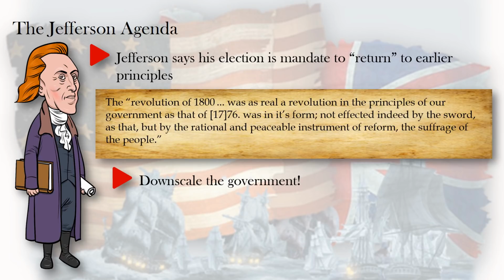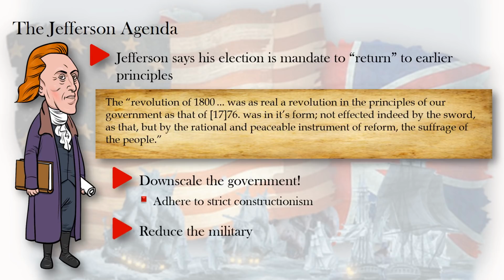So Jefferson's vision, first and foremost, is to downscale the government, which he believes the Federalists had elevated. He wants to adhere to strict constructionism, which means if it's written in the Constitution, we follow it. If not, we can't do it. Nothing to be inferred, nothing to be implied. He also wants to reduce the size of the military because he believes that standing armies and standing navies are a threat to the people and a threat to domestic tranquility.